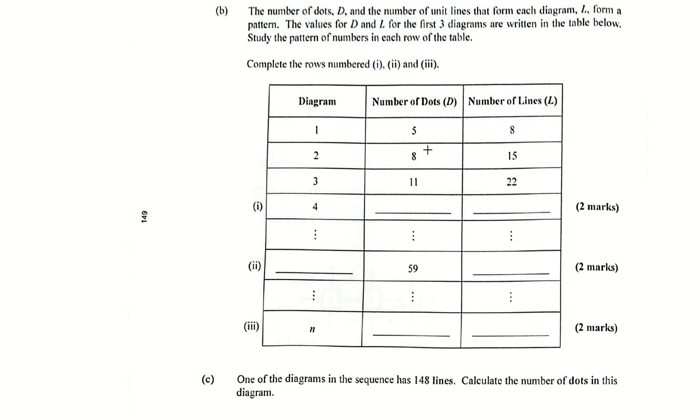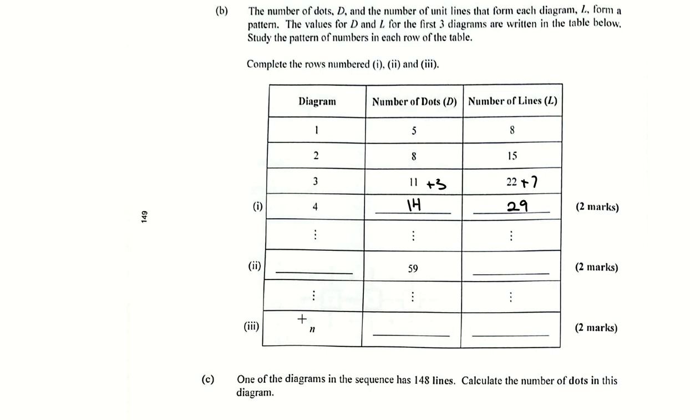We can see to go from 5 to 8 is 3, 8 to 11 is 3, so you keep on adding 3, so 11 plus 3 is 14. Number of lines: 8, the difference between 8 and 15 is 7, then 15 plus 7 is 22, so you keep on adding. So this one you add 3, this one you add 7, 22 plus 7 is 29. Or you could look at your diagram and count how many dots it is.